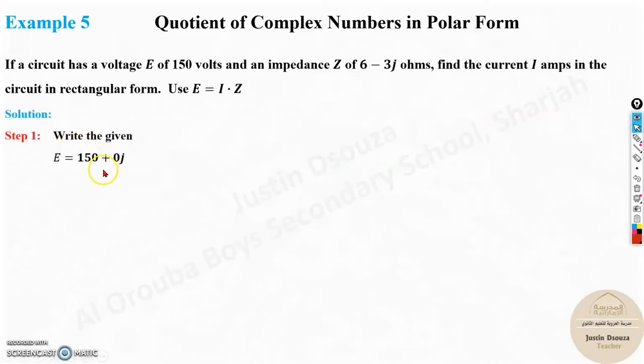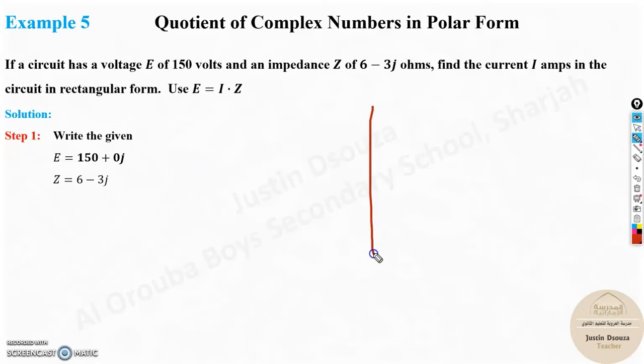So over here, write the given. Now when we are writing, see this ohms, that's the resistance, is given properly in the complex form. But what about this? There is no imaginary part. The voltage is only 150. There is no imaginary part. That means the imaginary part is 0. So this can even be given as, in this case, j. It's fine. 150 plus 0j. Over here, Z is 6 minus 3j. So this is the thing.